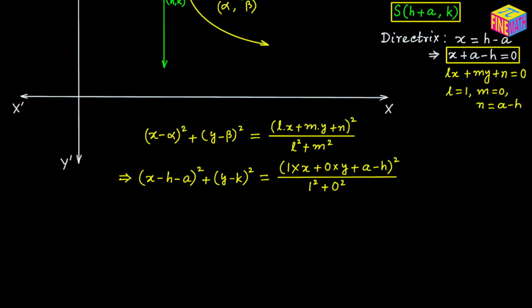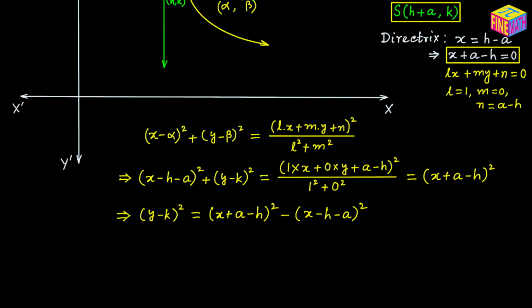So now let's plug in the values in this general equation. If we plug in the values of alpha, beta, L, m and n, the general equation is going to look like this. And then let's simplify the right hand side a little bit. The denominator becomes 1. And then I'm going to keep the y minus k whole squared on the left hand side and bring the x minus h minus a whole squared to the right hand side. So our equation could look like this.